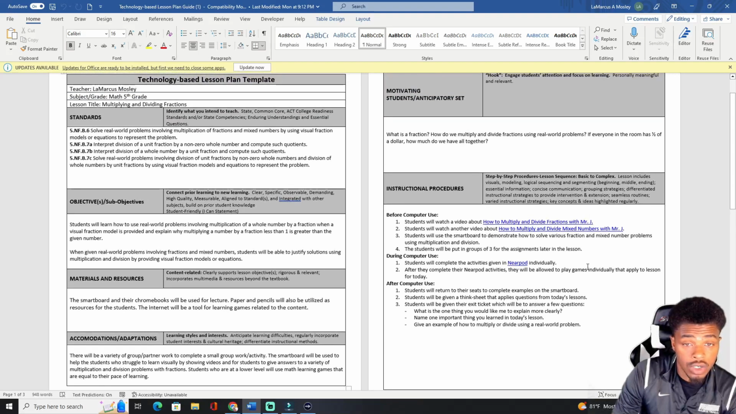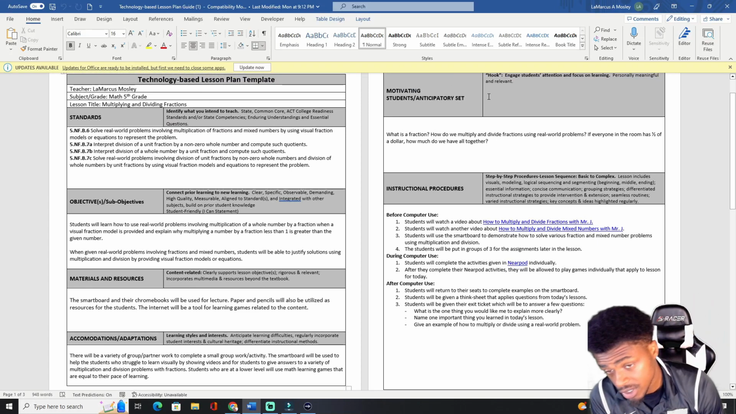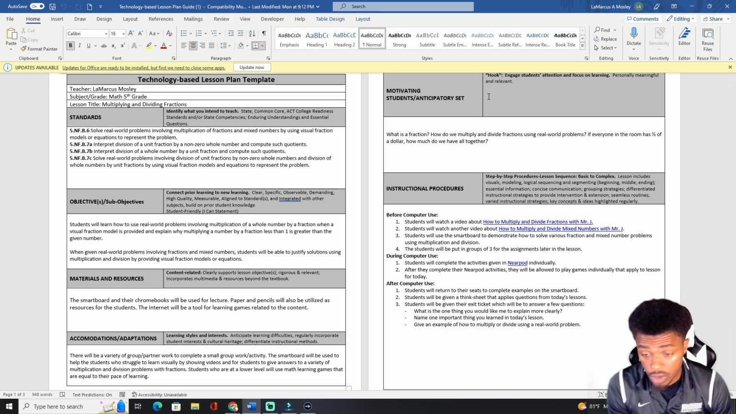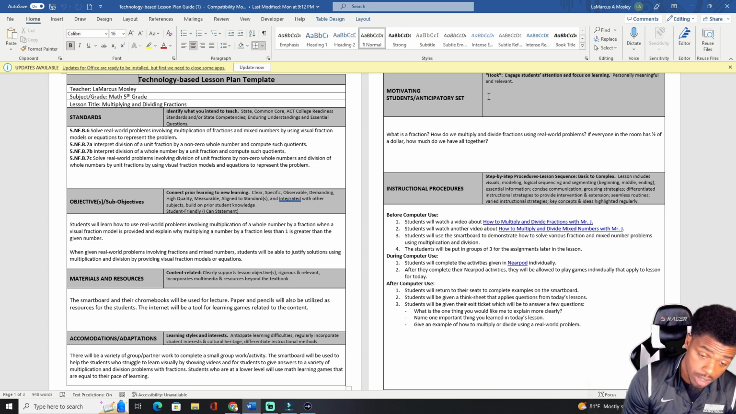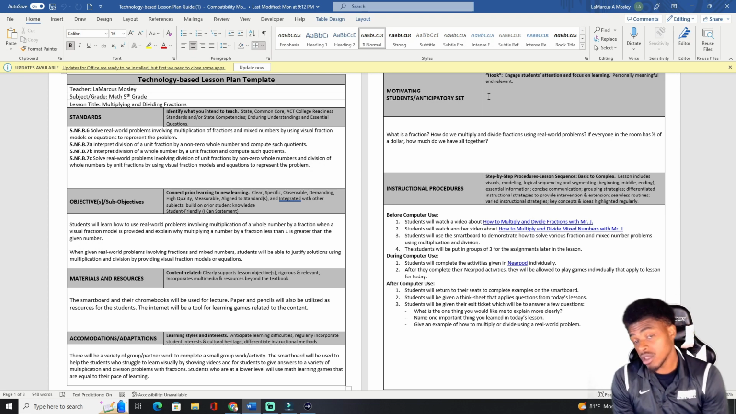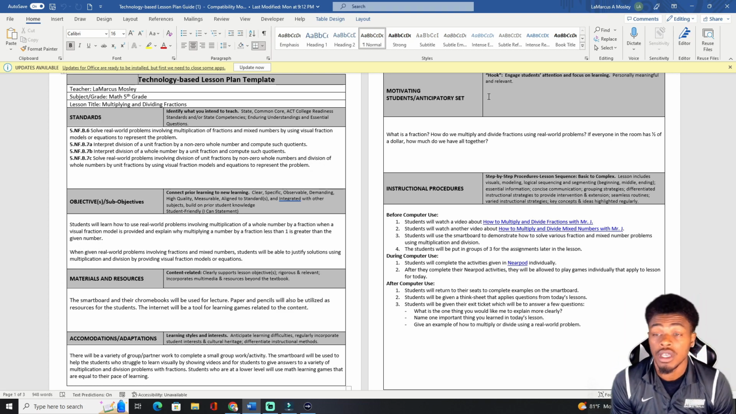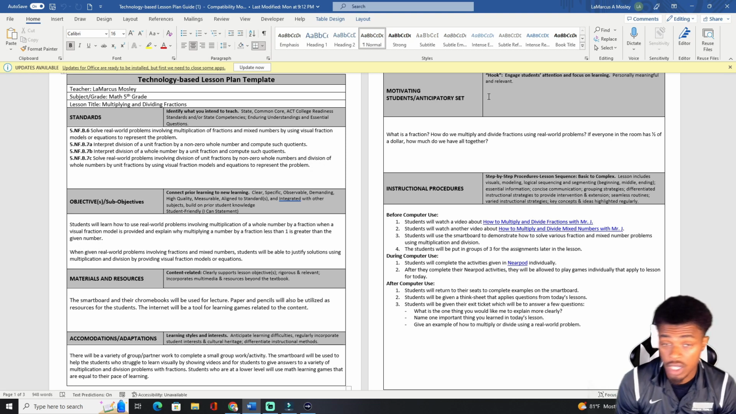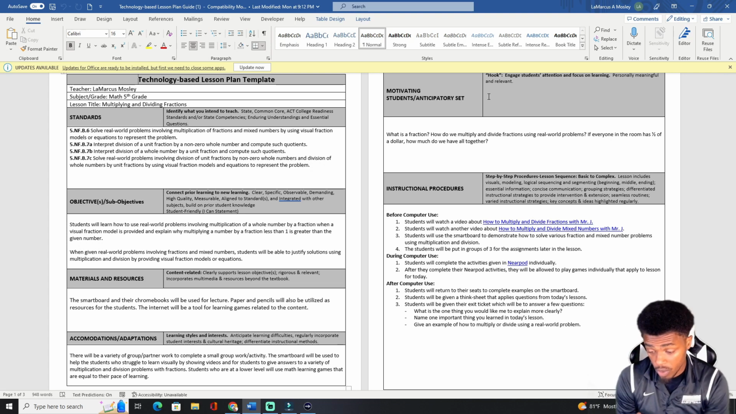I will also want you guys to ask yourself a few questions. What is a fraction? Okay, so we do know that a fraction has two parts, right? The top is the numerator, the bottom is the denominator. And how do we multiply and divide fractions using real world problems? If everyone in this room has $50, how much do we have all together? Those are questions that I want you guys to think about because money is very important. Okay, money is very important in our world, and everything costs something.